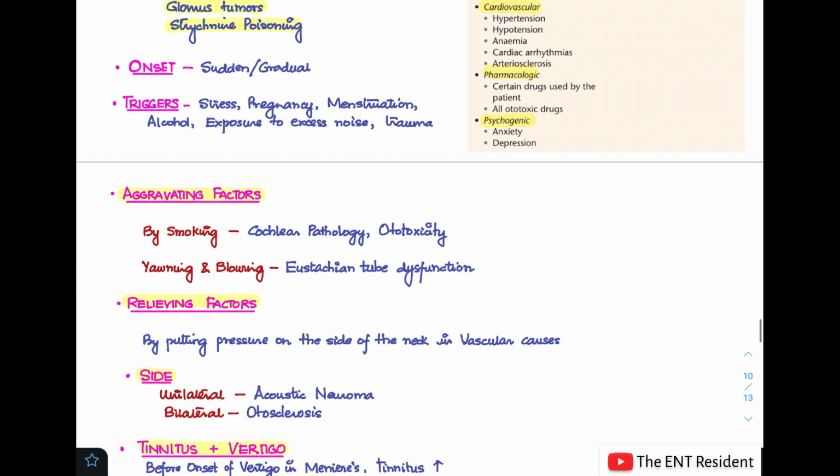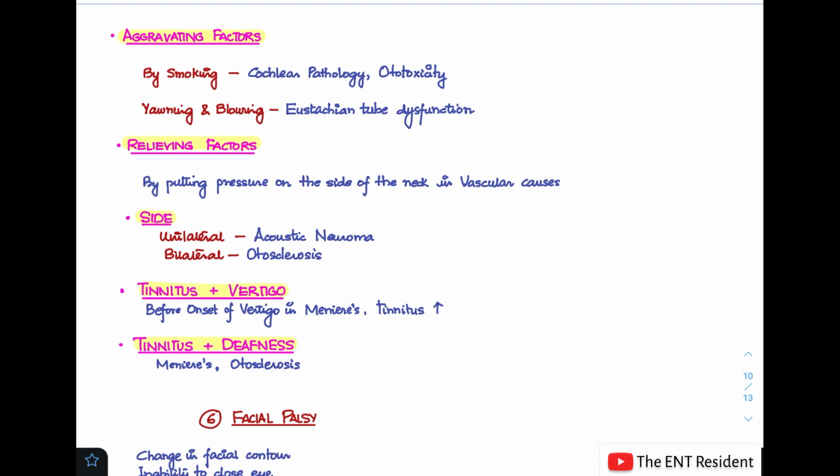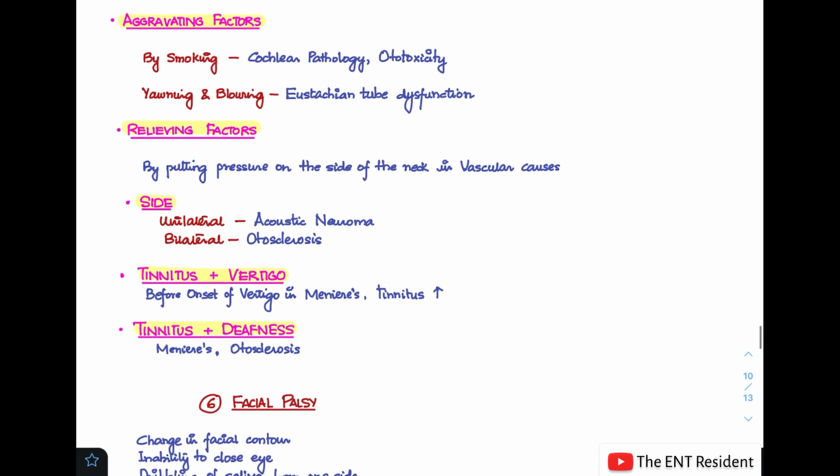Coming to aggravating factors of the tinnitus. Now, aggravating factors include smoking; if it is getting aggravated by smoking, it is more common in cochlear pathology and ototoxicity. If it is getting aggravated by yawning and blowing, it can be due to eustachian tube dysfunction. Relieving factors: when you put pressure on the side of the neck, if the tinnitus gets relieved, it is more indicative of vascular causes of the tinnitus.